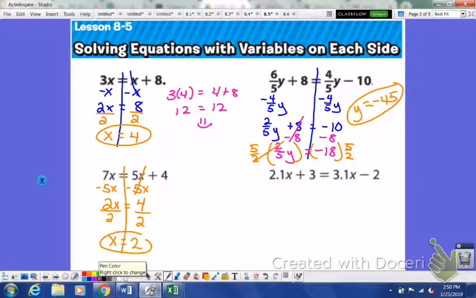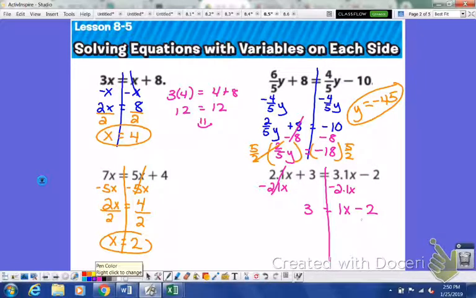2.1x plus 3 equals 3.1x minus 2. Go ahead and drop my line down. Now this time I'm actually going to move the left side in order to get my positive number. You could have moved the right side to the left. You would still get the same answer at the end. You just have to work with a negative. That's 0. So 3 equals 3.1 minus 2.1 is 1. So 1x minus 2.